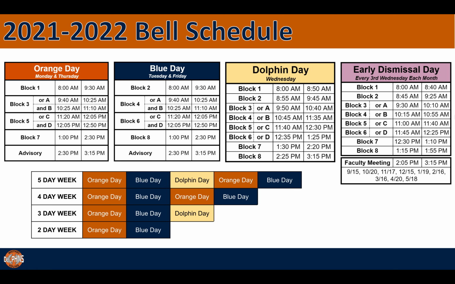First, let's review the orange and blue days. Orange days see odd blocks. Blue days see even blocks. Dolphin and early dismissal days see all blocks 1 through 8.